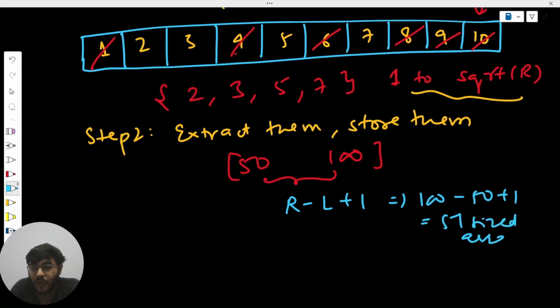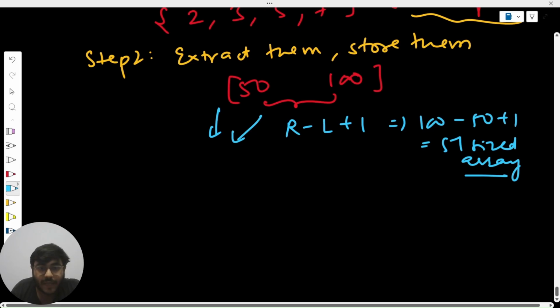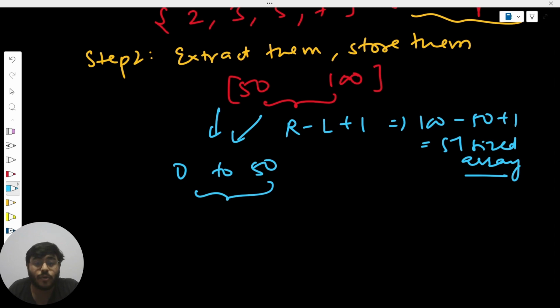Okay, so what we are basically going to do is transform this range into indexes from 0 up to 50. That is what we are going to do. A lot of you might have heard about transformation, so we are doing nothing extraordinary here. We are just translating the range of 50 to 100 into 0 to 50.